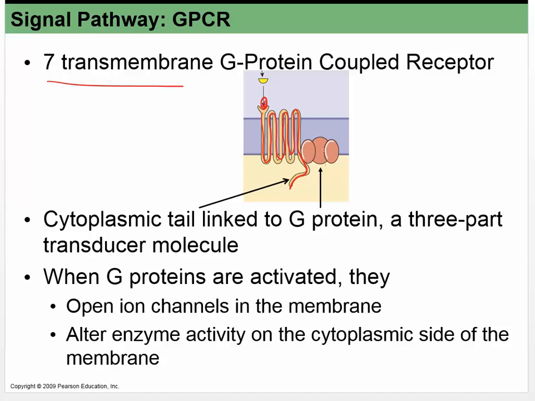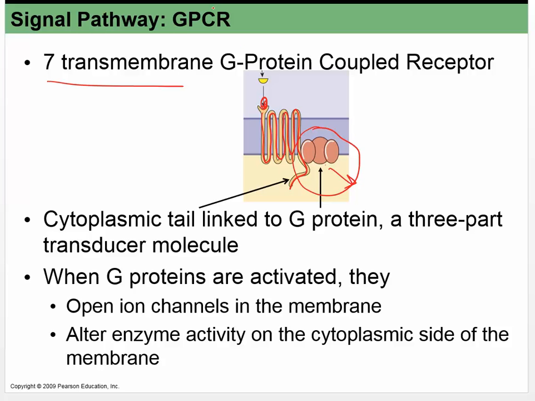G protein is just a GTP instead of an ATP. We're not too concerned about that, but it hydrolyzes GTP, and that's why we call this a G protein. It has a few different subunits, but then this will go on to cause something else to happen. There's a cytoplasmic tail of the GPCR that will affect what we call a transducer or a signal communicator molecule. This will communicate the signal to the rest of the cell. They can do lots of things, open ion channels in the membrane, alter enzyme activity on the cytoplasmic side of the membrane, but they're doing something to the cell.